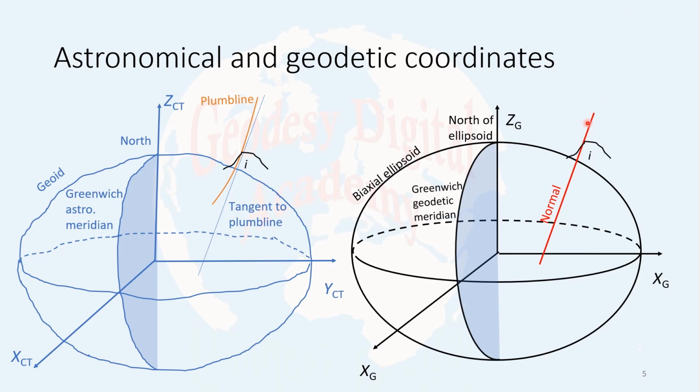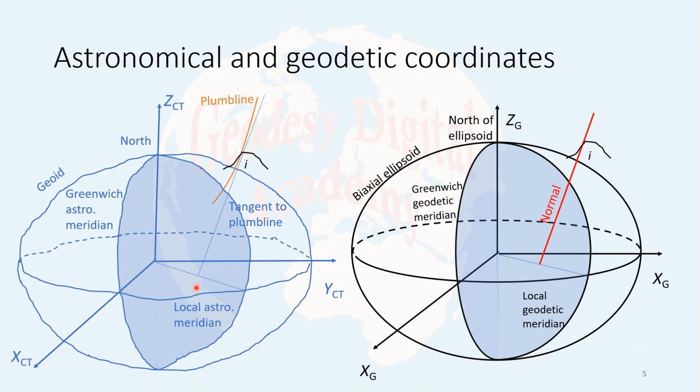And we can define the local astronomical meridian, which contains this tangent to the plumb line. And here we can have the local geodetic meridian containing the normal to the ellipsoid. And we call this height topometric height, if you remember, and this height geodetic height.